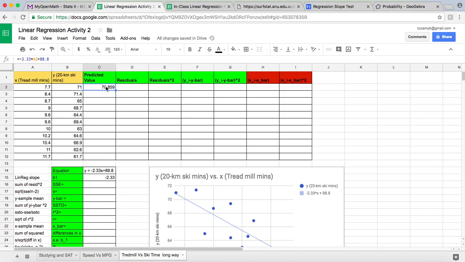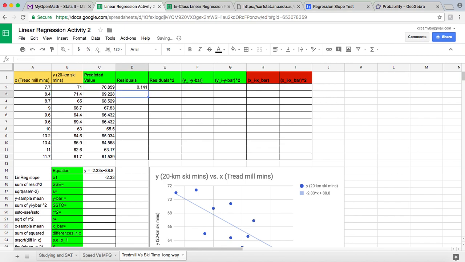Now, what I want to do is I want to not have to do that every single one, so I'm just going to say, hey, Google, I want you to do it for yourself. So I'm going to get my little crosshair over here, and I'm going to double click, and there it goes down. And now for my residuals, remember my residual is the observed minus the predicted. So I'm going to do that right here. So equals the observed, I'm just going to click on it, minus the predicted.